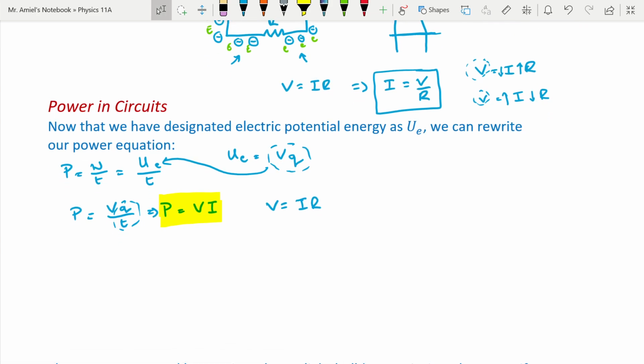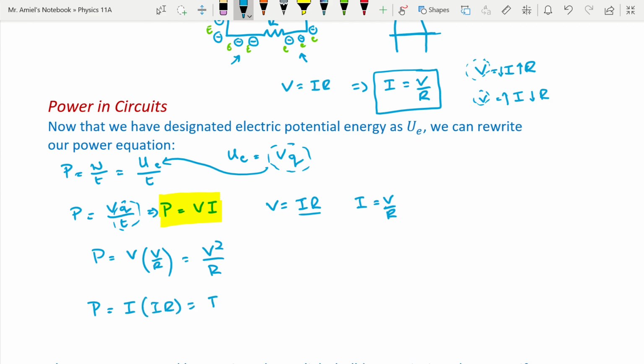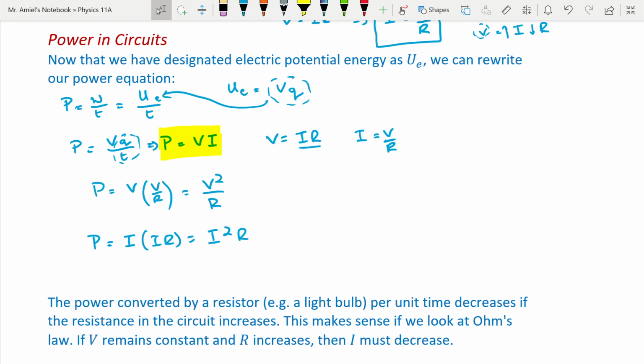Okay, so we know that power is equal to VI, but we also know that I is also equal to V over R. So we could say V times V over R, and we could say power is equal to V squared over R. We also know that V is the same as IR, so we could say I times IR, and we would get I squared R.